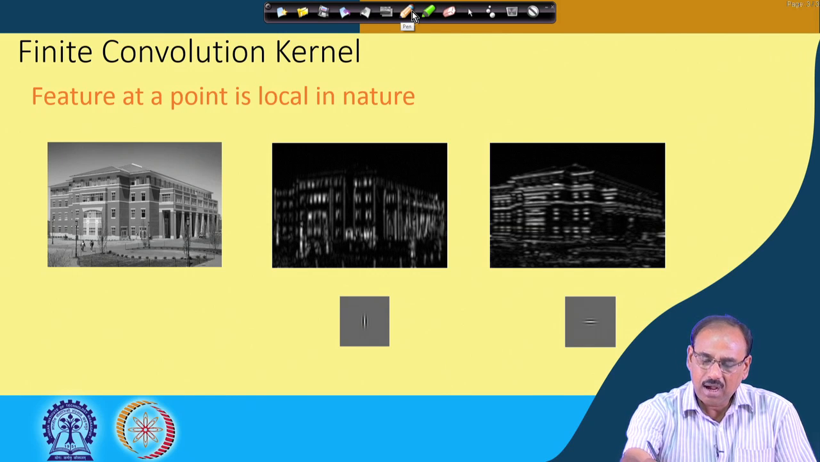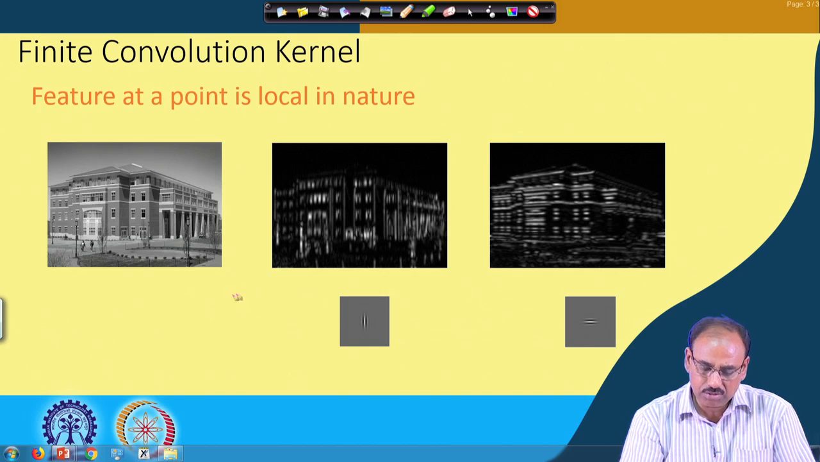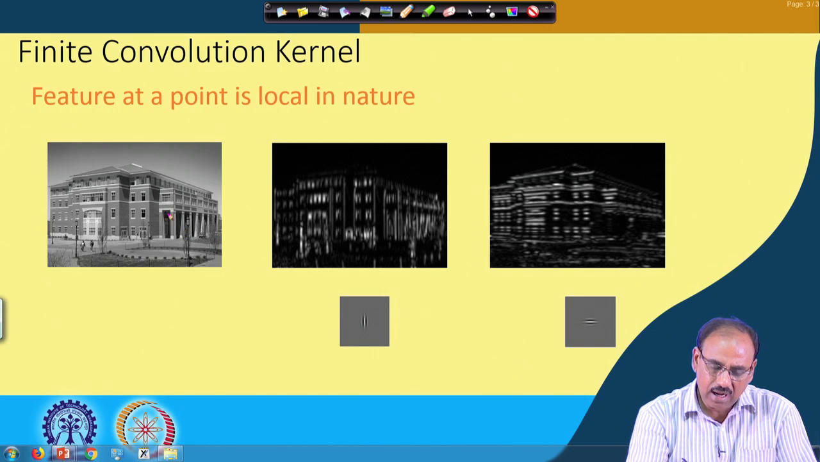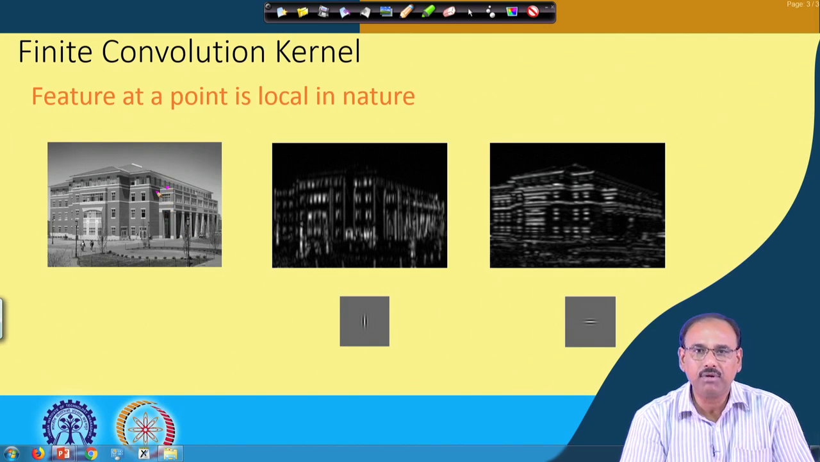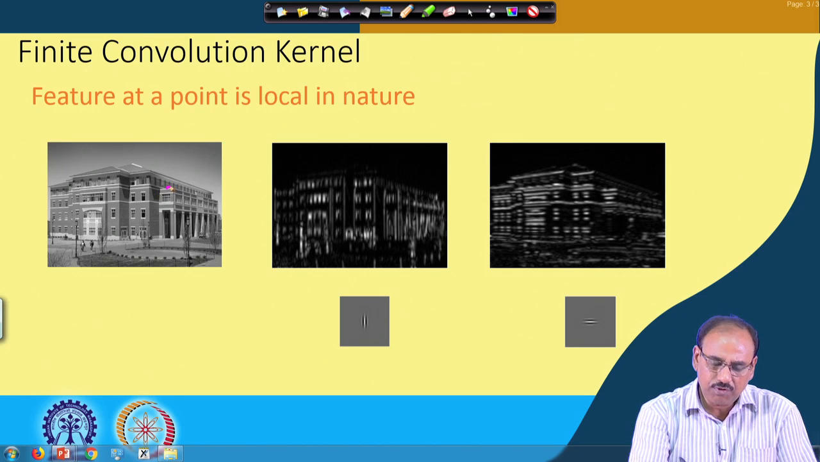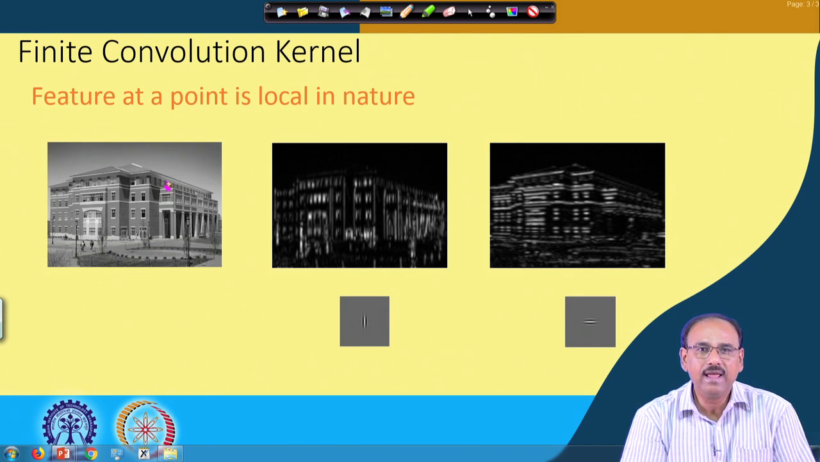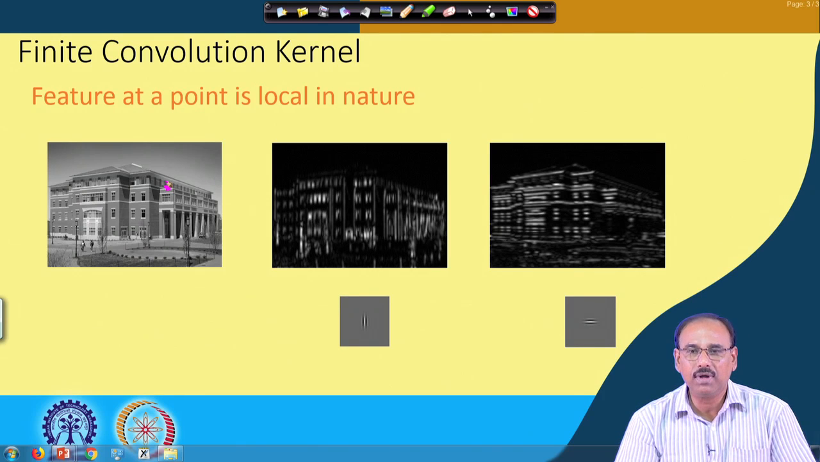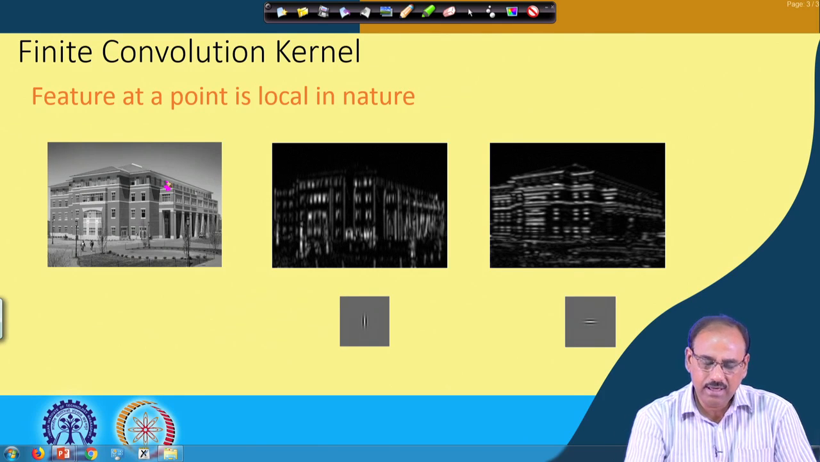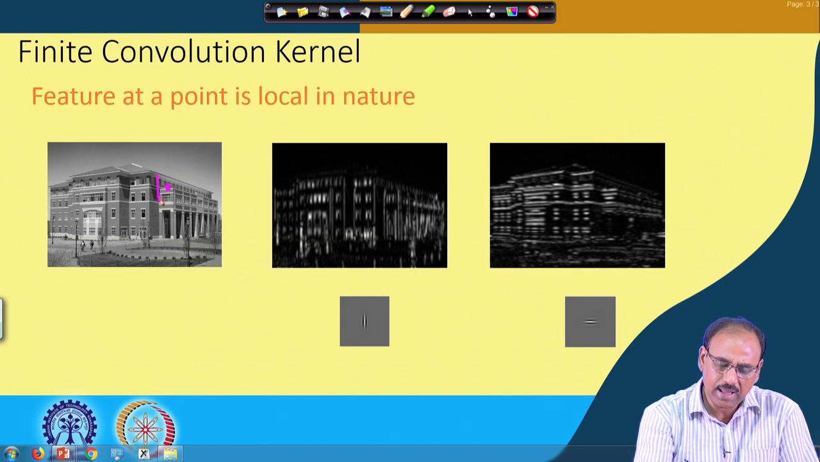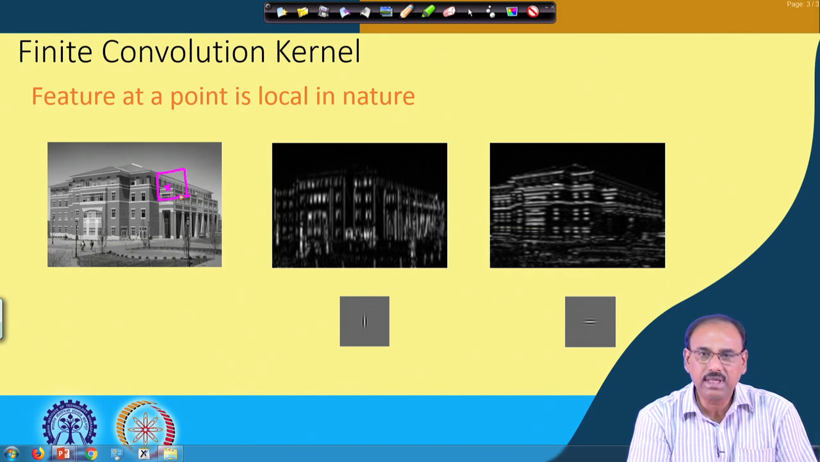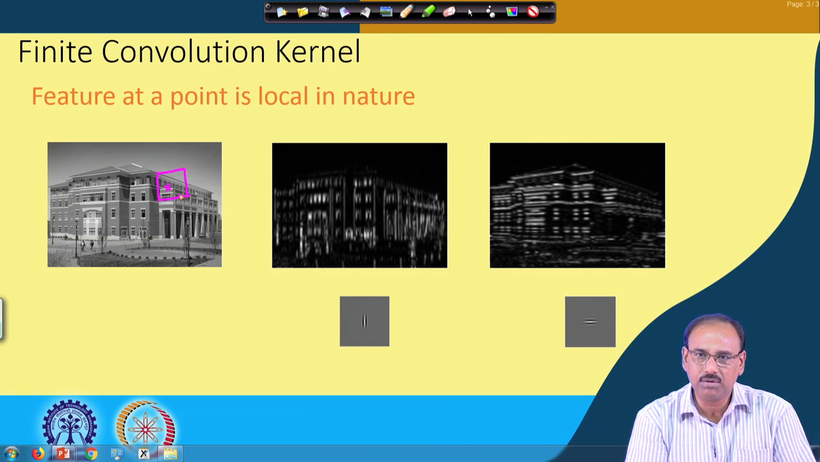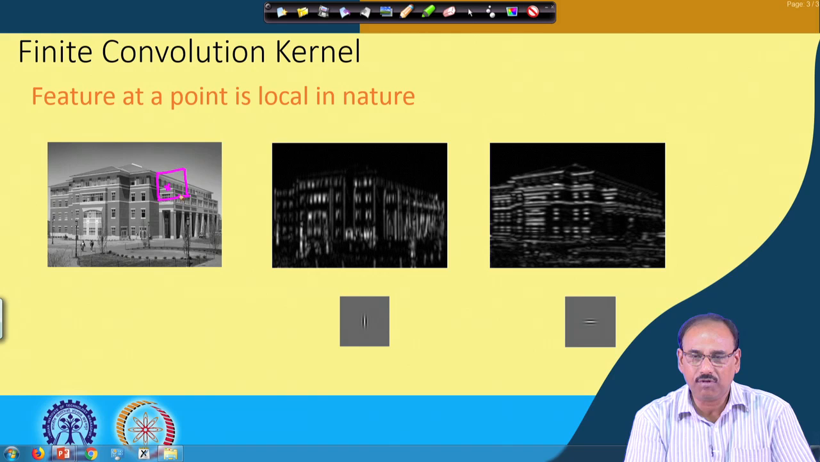Say I am interested in finding out whether I have a horizontal edge at this particular point. In order to do so, it is not necessary to look over the entire image. Rather, if I take a small neighborhood around this point and process the image within this small neighborhood, then I can find out whether there is an edge, horizontal or vertical, present at this location or not.